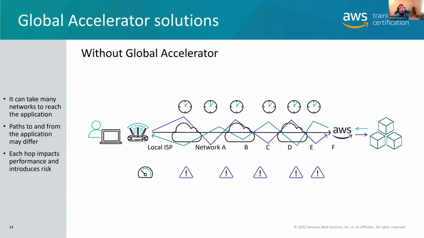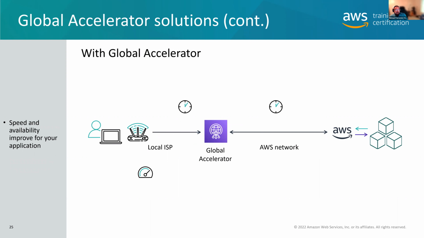So without Global Accelerator, you don't really have a whole lot of control over the different paths that you would take. But if you want to run a multi-region setup, because speed is of the utmost importance and you need higher levels of availability and performance, you need some kind of global load balancer to do that. And so this is where Global Accelerator comes in.